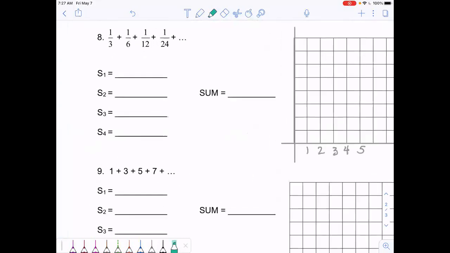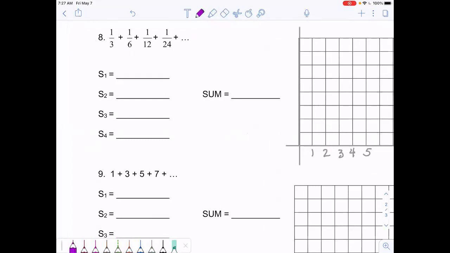So the first sum is just the first term of 1/3. But then the second sum, S2, means really you're adding the first 2 terms together. You're taking the sum of the first 2 terms. That's what S2 is asking for. It doesn't say A sub 2. It's saying the sum. That's what S represents. So we're finding the sum of the first 2 terms, which means I need to add a 1/3 and a 1/6 together. That does not make 1/9. You have to have common denominators to add. So 1/3 is really 2/6. And if I add them together, I get 3/6 or 1/2.